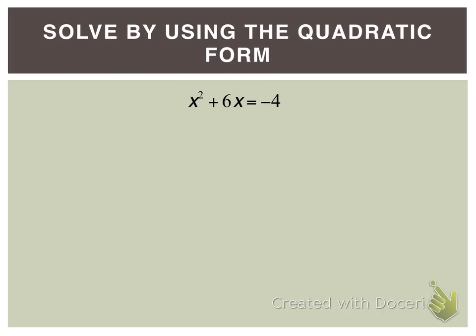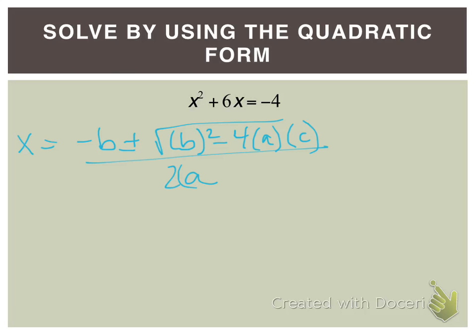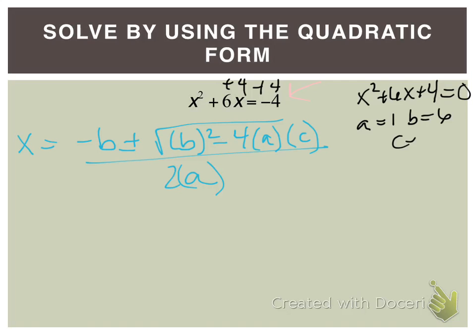Okay, solve by using the quadratic formula. So the quadratic formula is x equals negative b plus or minus the square root of b squared minus 4 times a times c all over 2a. Okay, so in this case, it's not set equal to 0. So we need to make sure we move that 4 over. So I got to add the 4 first. So we get x squared plus 6x plus 4 equals 0. So my a is 1, my b is 6, and my c is 4.